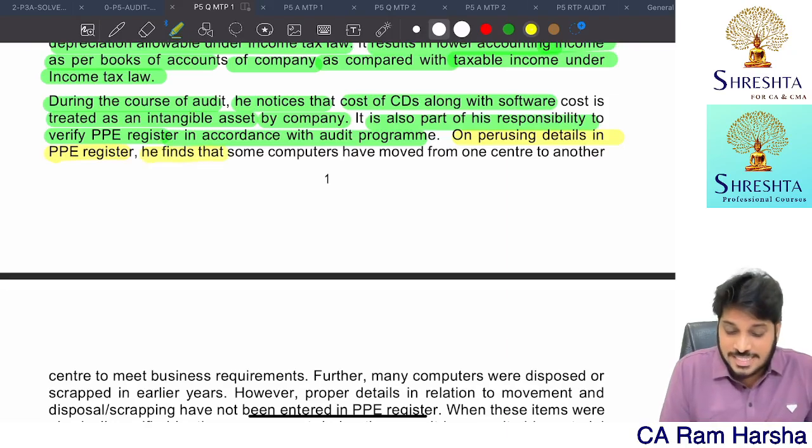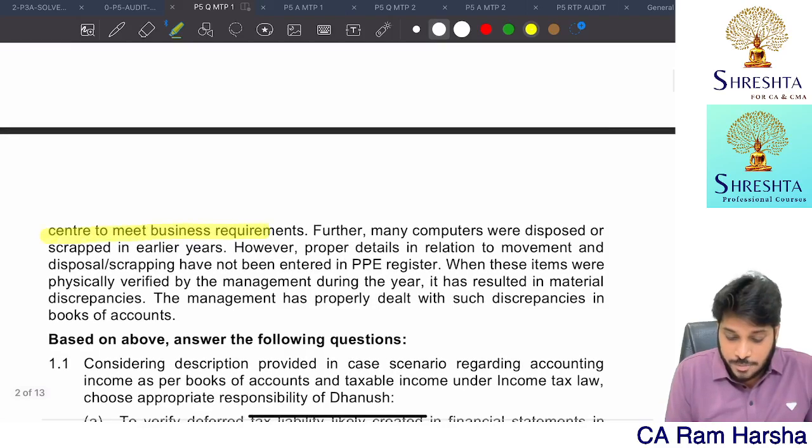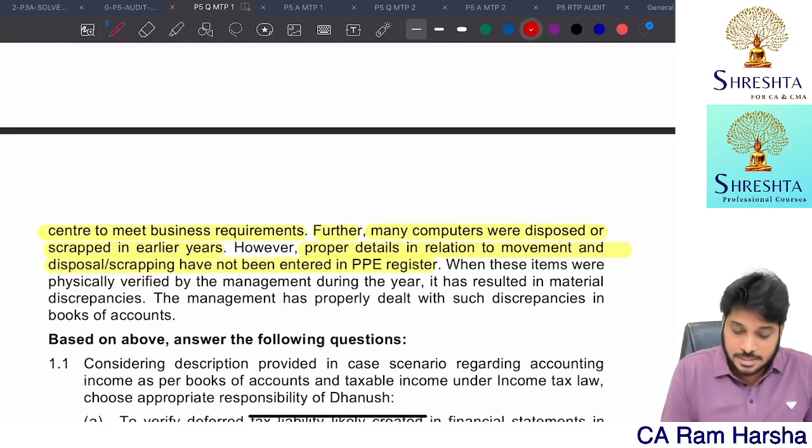On verifying the details in the PPE register, he finds that some computers have been moved from one center to another center to meet business requirements. Further, many computers were disposed or scrapped in the earlier years. However, proper details in relation to movement and disposal have not been entered in the PPE register. That is something like a CARO violation.